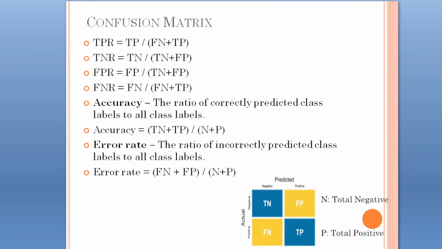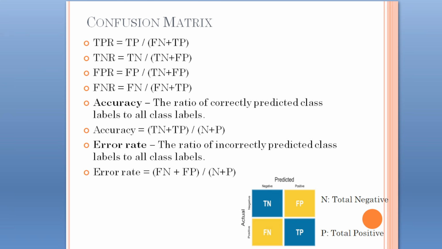Hello, in this video we will be learning about some of the metrics which can be derived from confusion matrix, such as some of the ratios, accuracy, error rate, precision, recall or sensitivity, and specificity. So first we calculate some of the ratios. True positive rate is TP divided by TP plus FN. True negative rate is TN divided by TN plus FP. False positive rate is FP divided by TN plus FP, and false negative rate is FN divided by FN plus TP.